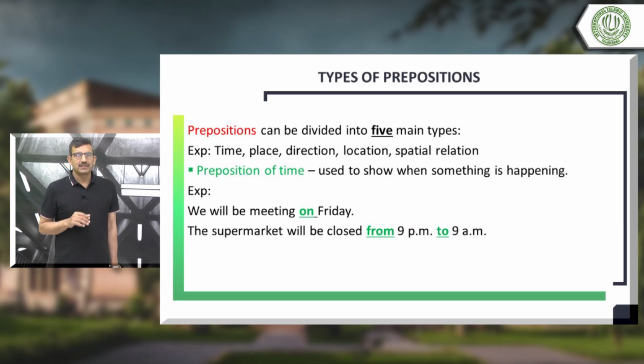The first type of preposition is preposition of time. These are used to show when something is happening. For example, we will be meeting on Friday. On is the preposition in this sentence. The supermarket will be closed from 9 p.m. to 9 a.m. From and to are also prepositions used in this sentence.